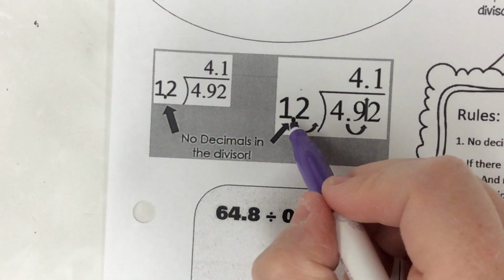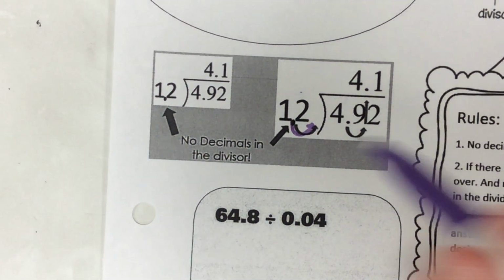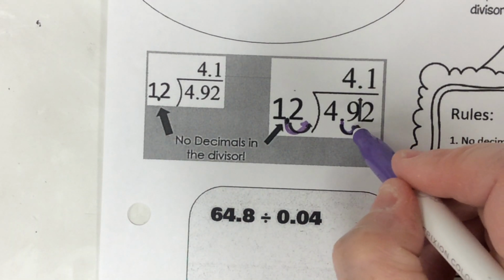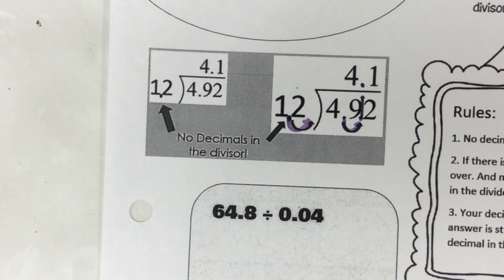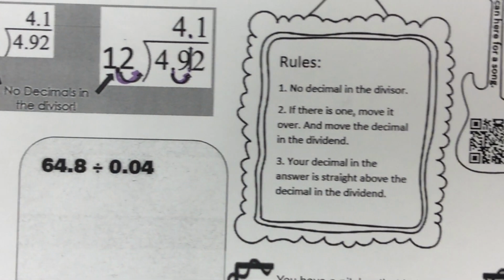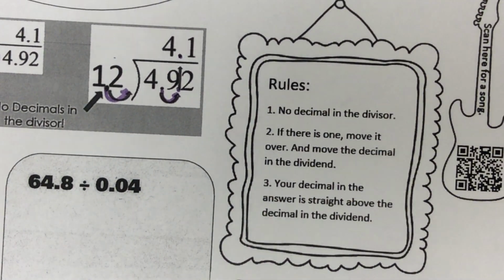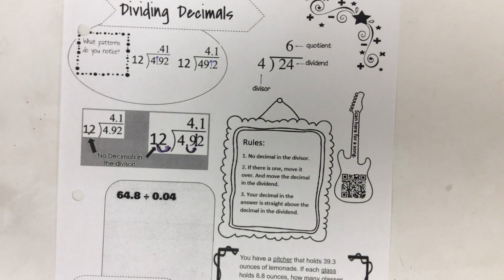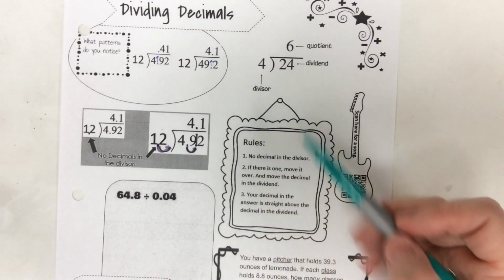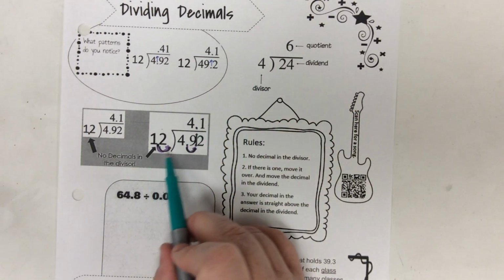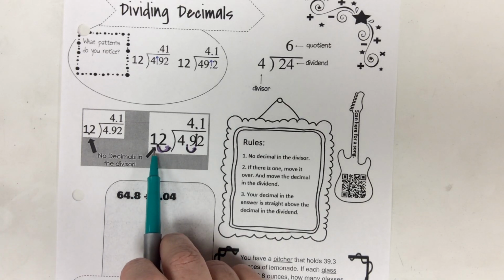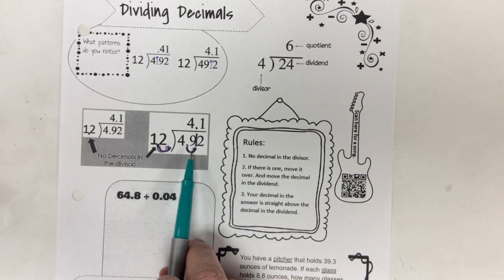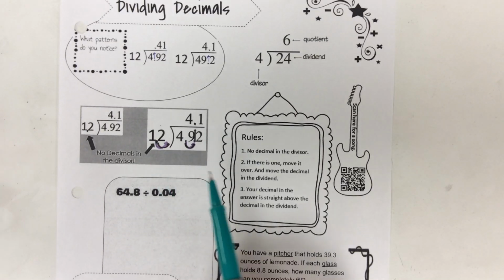You can't have a decimal there. So we move it over 1. And if I move that one place, I have to move this one place. And it's now here, so move it up there. So the rules say no decimal in the divisor. I cannot have a decimal in my divisor. If I do, I have to move it over. However many places I move the decimal in the divisor, I have to move the dividend's decimal the same amount. Basically I'm multiplying by 10 or by 100 when I'm moving those decimals.